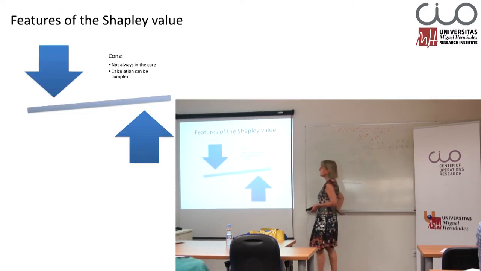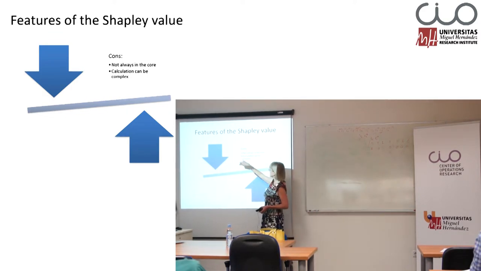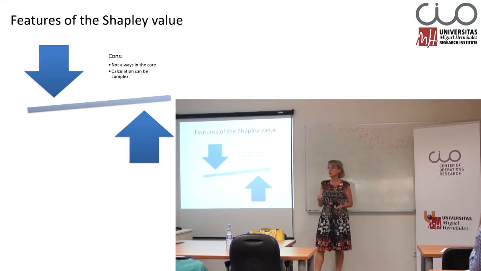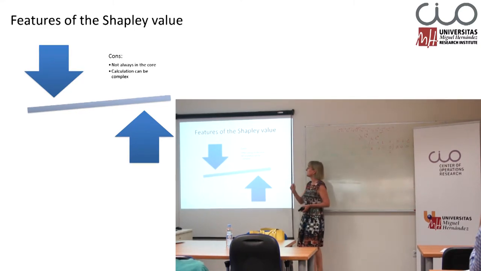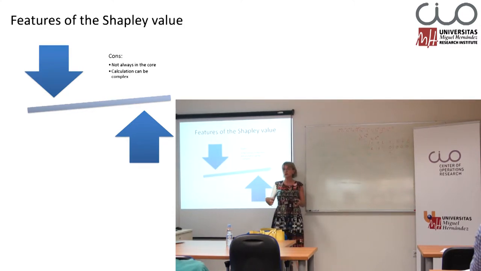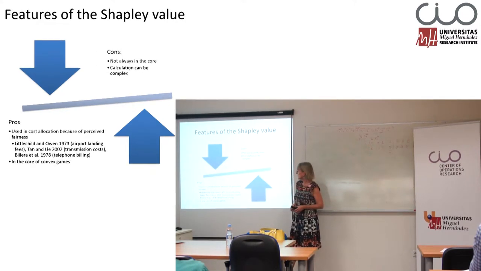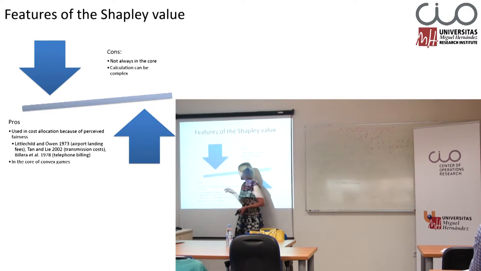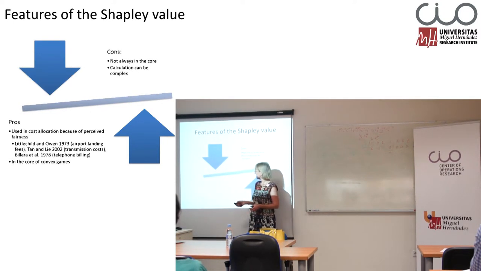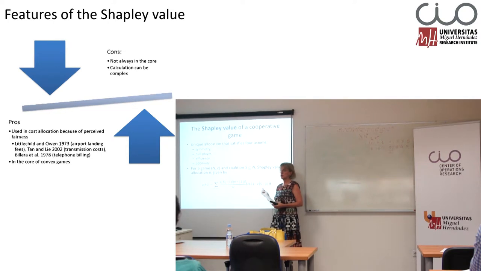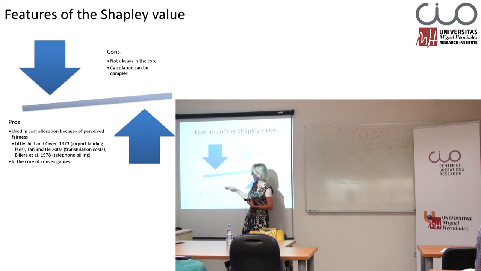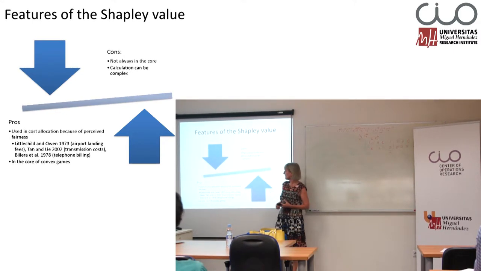If you look at some negative properties of the Shapley value, calculation can be complex, and it's also not always in the core, which means that sometimes if you use the Shapley value, although it is uniquely determined, you may end up having some subsets being allocated more than what they would actually do on their own. On the positive side, it has quite a few applications in cost allocation because of its perceived fairness. When you look at how it's calculated, it's looking at players' marginal contribution. So it's easy to understand what you're doing, and it looks fair because of these contributions that you're averaging over.